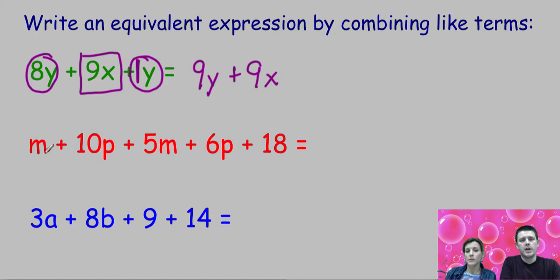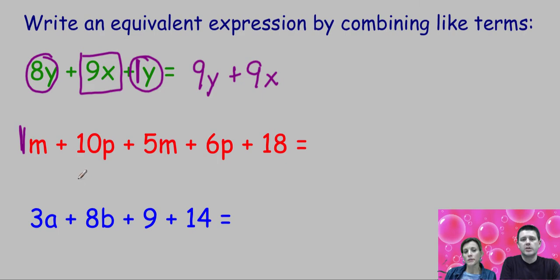All right, next one. m plus 10p plus 5m plus 6p plus 18. And make sure you're writing down the whole problem. We want to see the circles and the boxes and underlines just like we're doing before you get to that magical final answer. So anytime you're seeing a single variable, go ahead and put in that 1. You'll make a lot fewer mistakes by putting that 1 in right away.